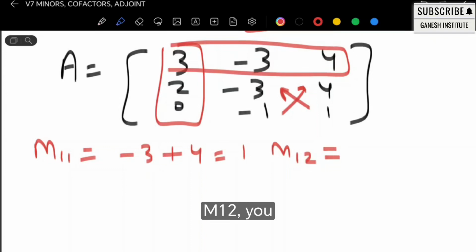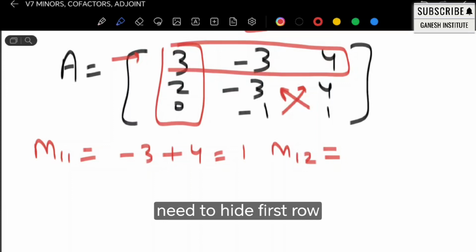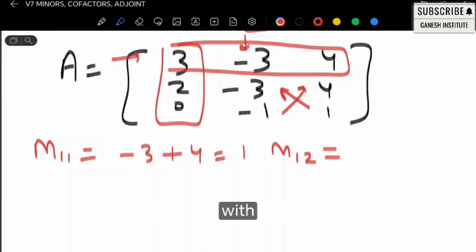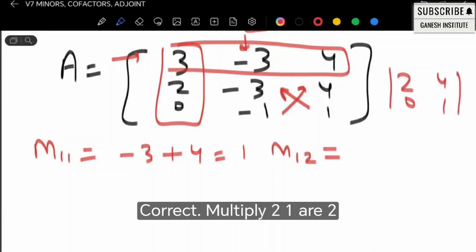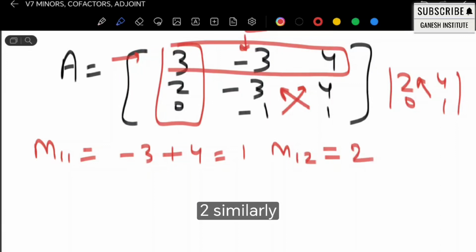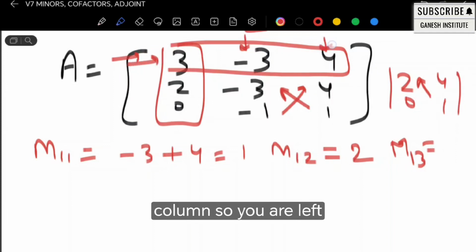Then M12. Correct? M12: you need to hide the first row and second column. So you're left with 2 0 4 1. Correct? Multiply. 2 ones are 2 minus 0. So 2. Similarly, M13: first row, third column. So you are left with this, -2.